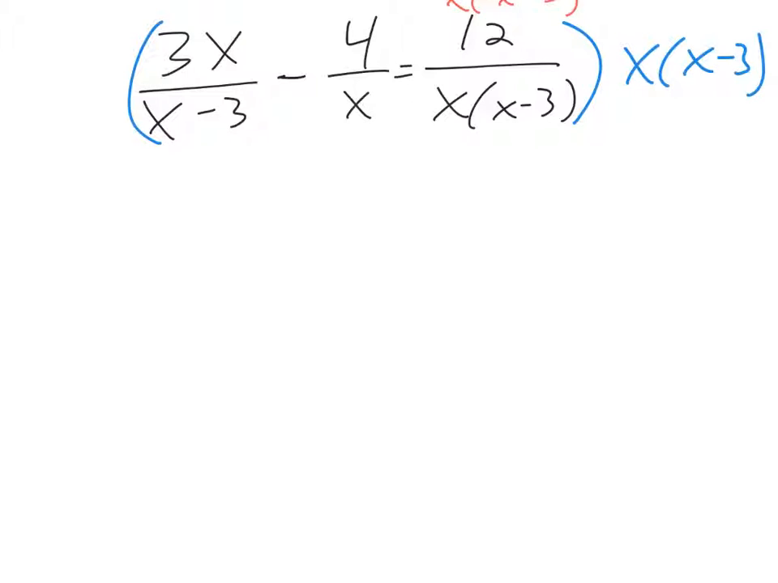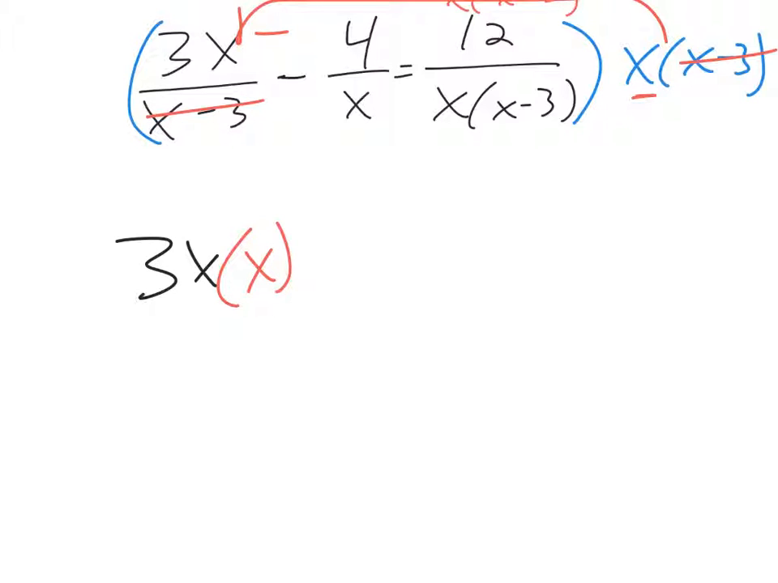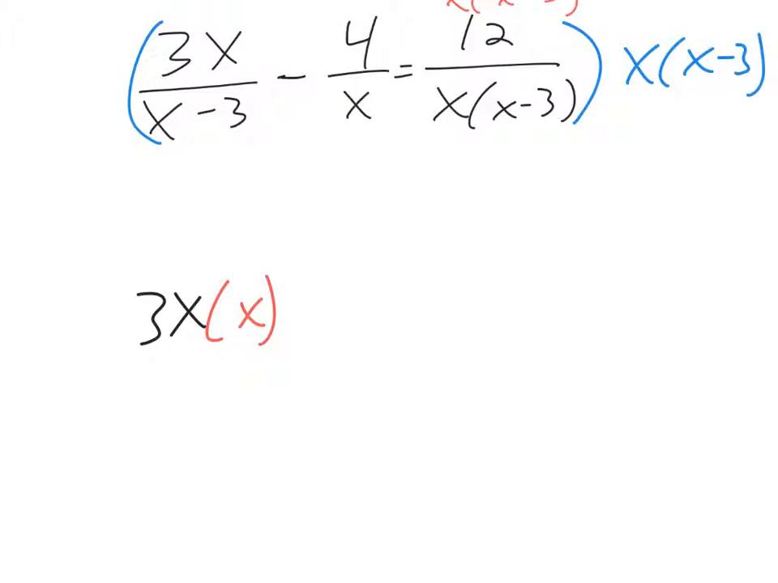So let's go ahead and carry through that multiplication. Let's multiply these guys. This is going to cancel out. It's going to leave us with just 3x. But we had an x left over here, so I've got to multiply by an x. So take care of the first one. Let's now multiply this times this. These are going to cancel out, leaving us with 4 times x minus 3. So I'm going to write that like 4, and then here's my x minus 3.